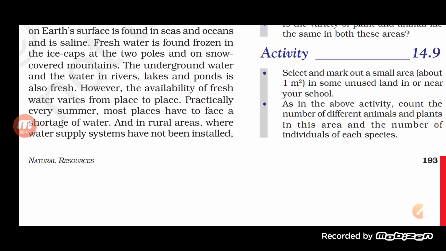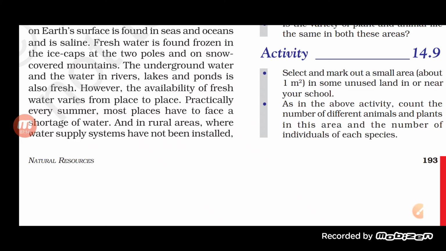We know that fresh water is the water that a person can consume, but the distribution of the fresh water is uneven. Somewhere the amount is more and somewhere the amount is what? Less. So due to which the amount of the fresh water varies from place to place. In summer, the level of the water goes down, so obviously there will be a shortage of water.